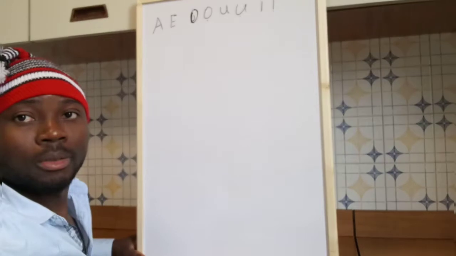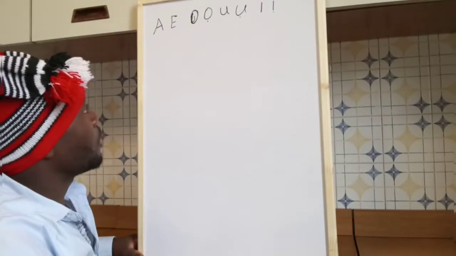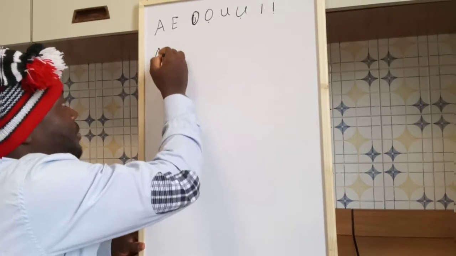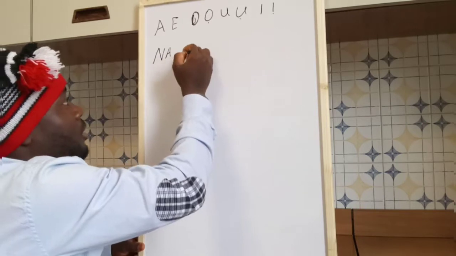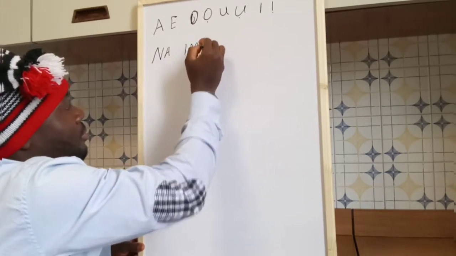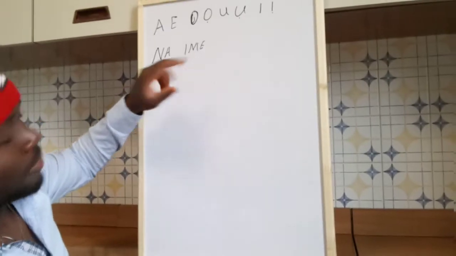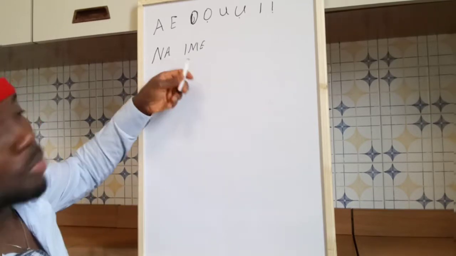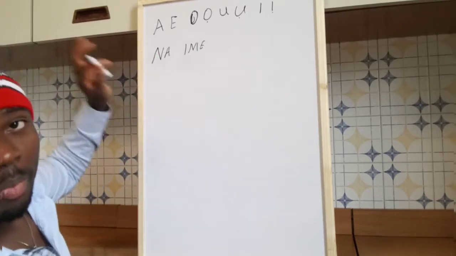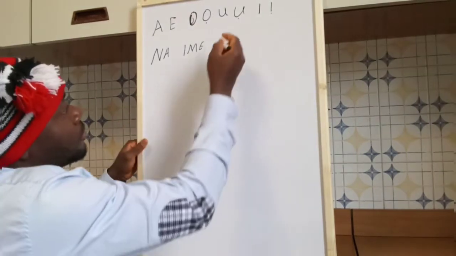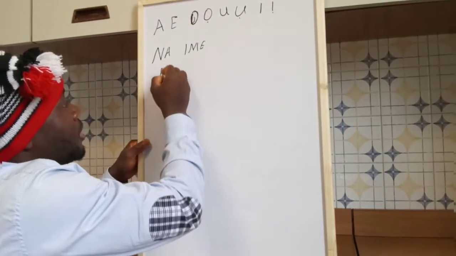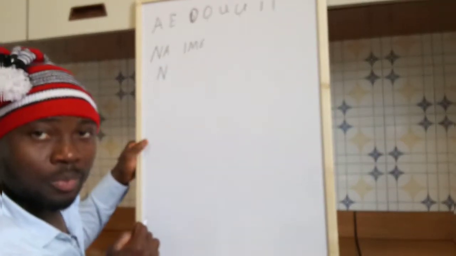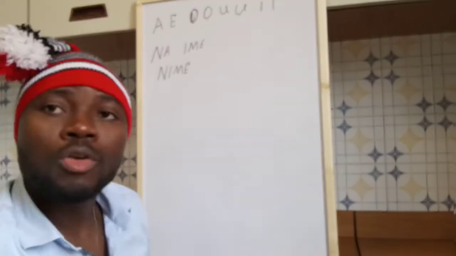So for example, I'm going to make a statement like this. Let's say "na ime". "Na ime" means inside, but if you write it like this in Igbo, it's understandable, it's correct. But normally we do write it this way. N, with a comma at the top to show that there was an A there.